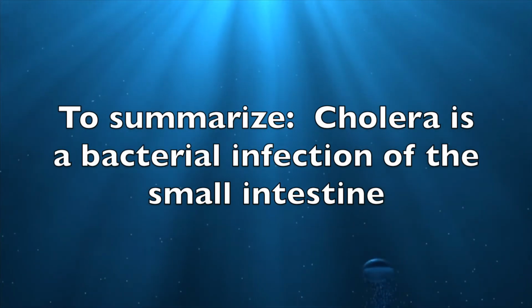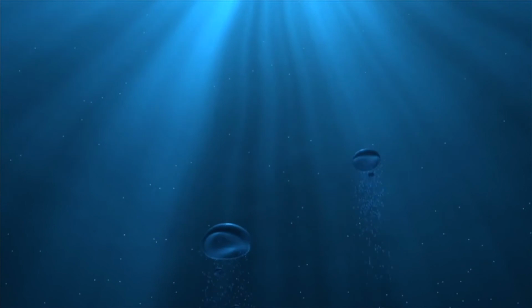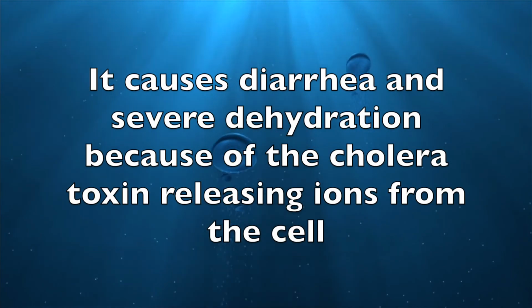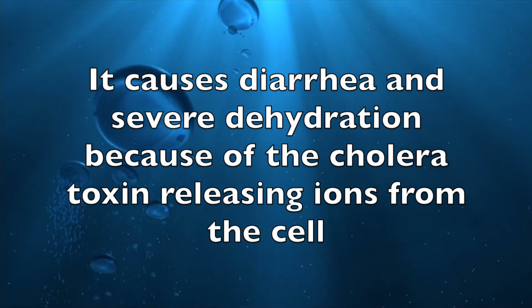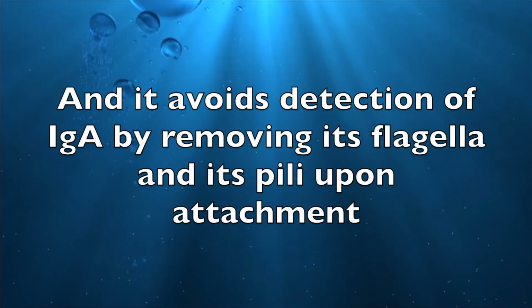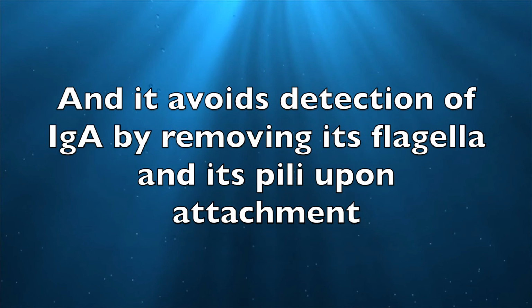To summarize, cholera is a bacterial infection of the small intestine. It causes diarrhea and severe dehydration because of the cholera toxin releasing ions from the cell. And it avoids detection of IgA by removing its flagella and its pili upon attachment.